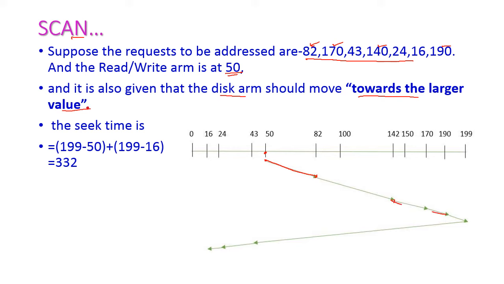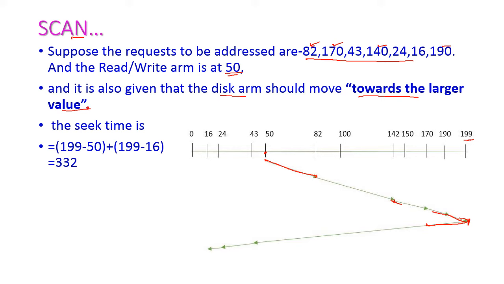Then after 190, it will go to the other end, which is 199, isn't it? So from 190 it will move to the last end 199, then only it will be reversed. In between, the read write head cannot be reversed. So this is called scan.